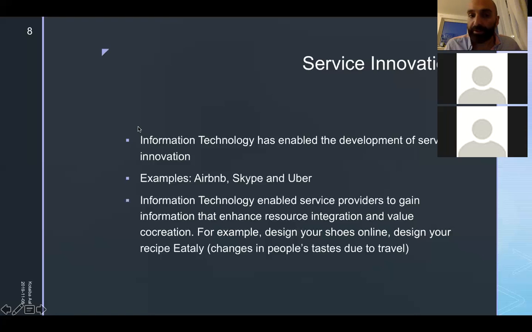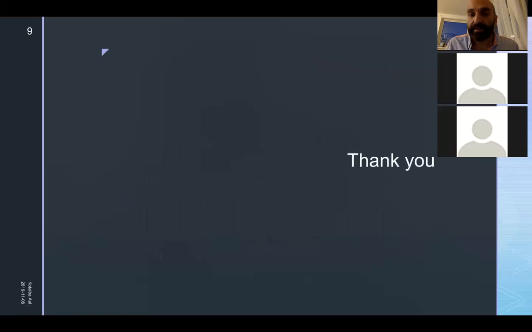If there are any questions so far, please interrupt me. I can see that this is, for me, a very clear, small summary of service innovation. What is service? Do you have any questions or follow-up?